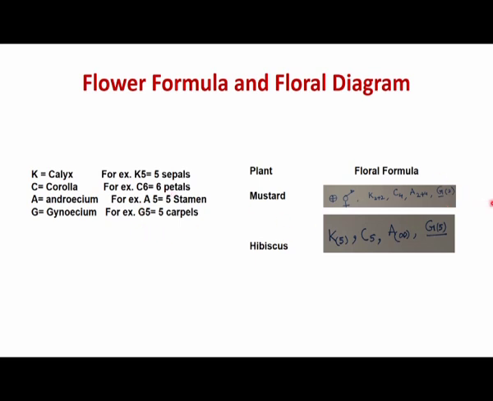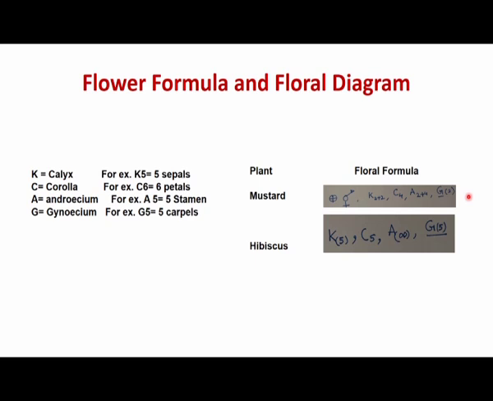I have given 2 examples, where in one example I have given the mustard. What you can see is that it is a male and female plant, so it is actually a bisexual plant, means it contains both the androecium and gynoecium within the plant. Then it contains the calyx, where the arrangement is 2 plus 2, whereas the corolla is 4 and the androecium is 2 plus 4, means 2 are outside and 4 are inside, and then it has a gynoecium which is 2 actually.